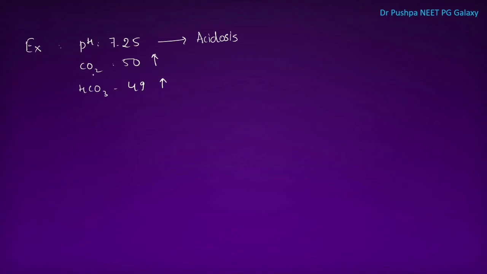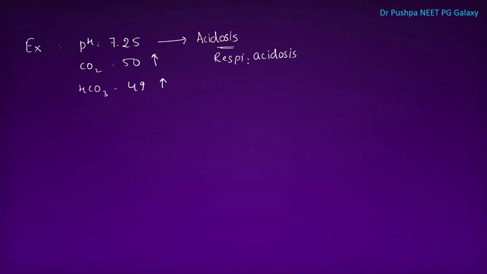In this condition, CO2 has increased, that is acidic content has increased, and the result is also acidosis. So we can take this as respiratory acidosis, because the net result is also acidosis and the acidic content, that is CO2, has also increased. So it is a respiratory acidosis.